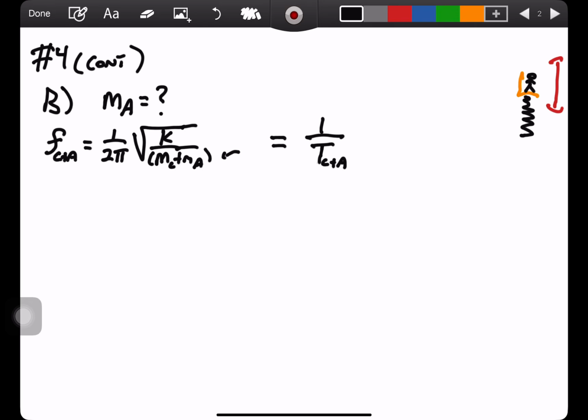And when I square both sides of the equation, that means that I get 1 over 2 pi squared k divided by mc plus ma. K, again, is a spring constant. We know what it is. We solved for it in part A. Equals 1 over t c plus a squared. I squared both sides of the equation. Now, long-term goal here is I want to isolate for ma, which is the mass of the astronaut. That's what we're asked to solve for.